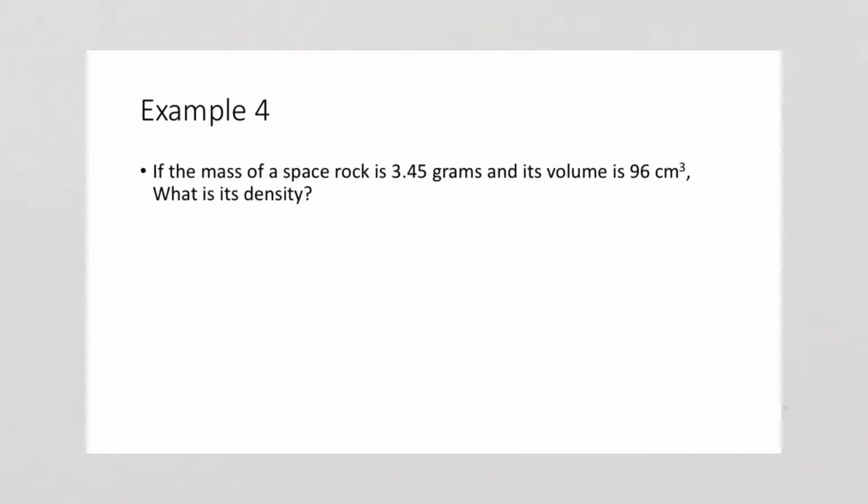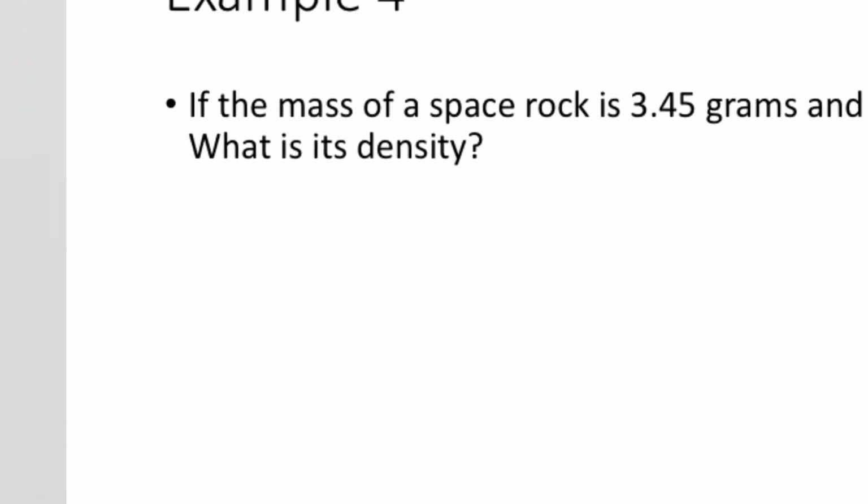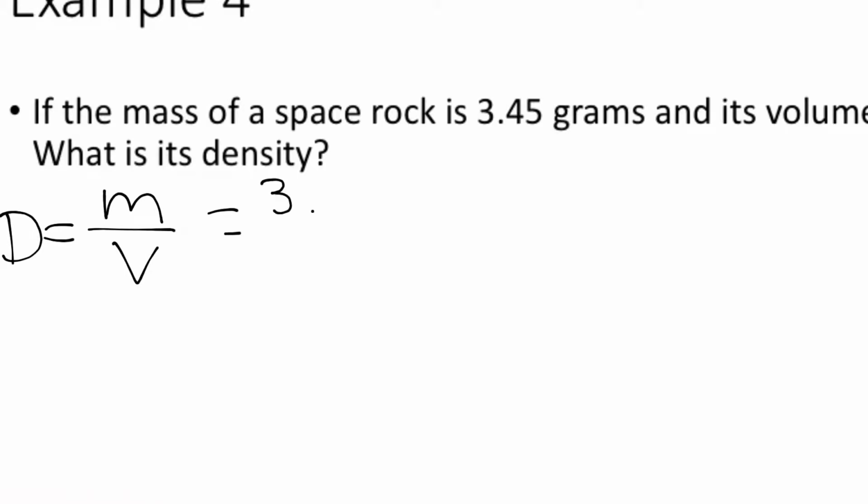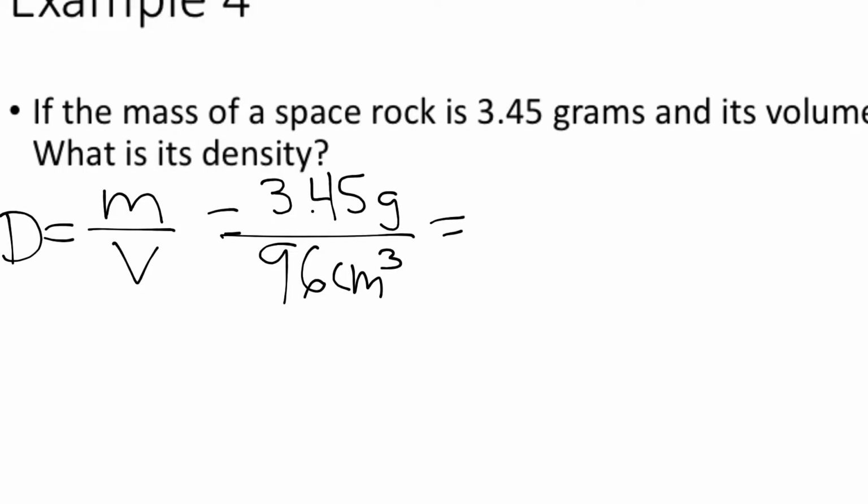Now in actually calculating density, there's no conversion factor here. This is actually an equation. Density is equal to mass divided by volume. And you can see I just kind of continue on to answer those questions. So the mass is 3.45 grams. The volume in this case is 96 centimeters cubed. My raw answer from my calculator is something like this.